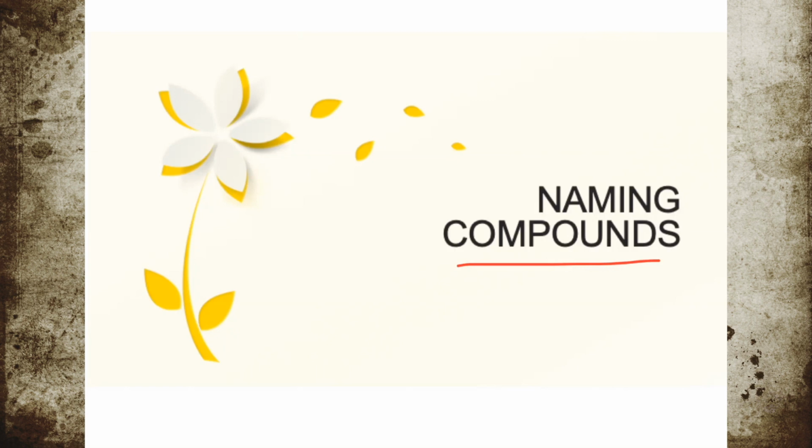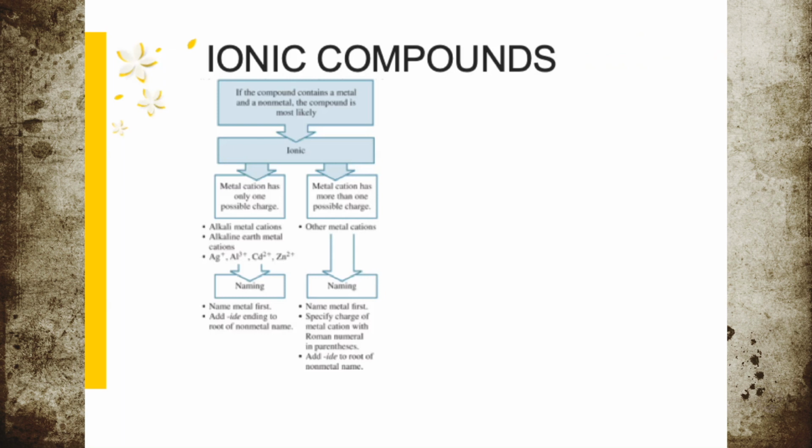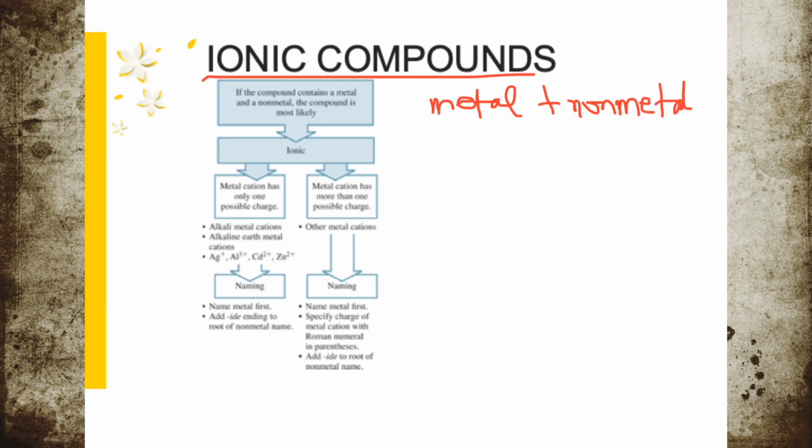When we name the following, the first thing that we have to do is identify which are ionic compounds. Ionic compounds are made up of a metal and a non-metal. Ionic compounds have an ionic bond between a metal and a non-metal. So if you have a compound containing a metal and a non-metal, you will have an ionic compound.